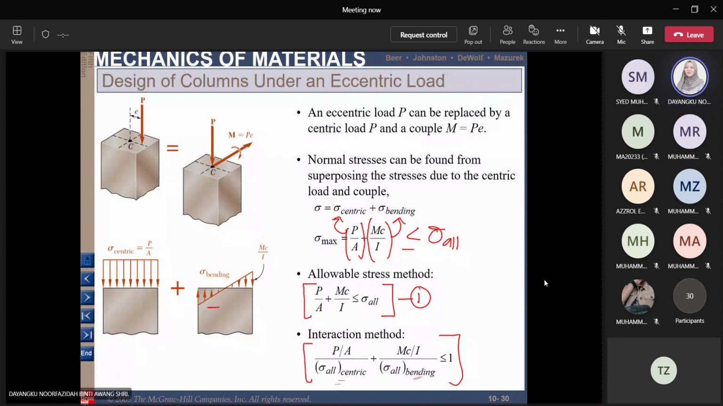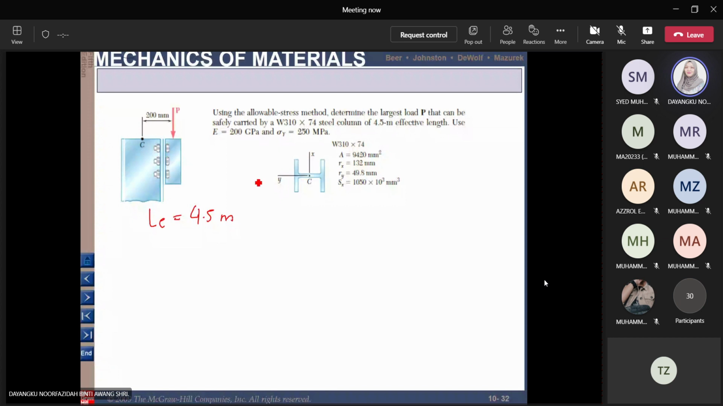Given here, our LE is equal to 4.5 m, and then we need to get the value of L over R. In this case we have two types of R. Rx is 132 and Ry is 49.8. To make it safer, we use the smaller R. So we get 4.5 meter divided by 49.8 times 10 to the power of minus 3 meter. This will be our L over R.